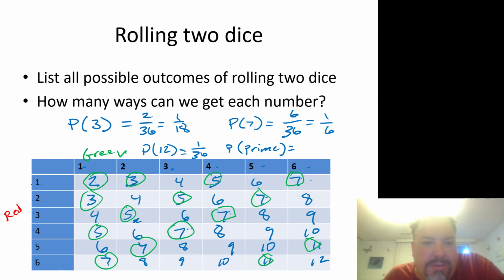And how many did I circle? 1, 2, 3, 4, 5, 6, 7, 8, 9, 10, 11, 12, 13, 14, 15. We got 15 out of 36. I can divide that by 3. That's 5 out of 12. So 5/12. A little bit less than half. So that's how we can find the probability rolling 2 dice.